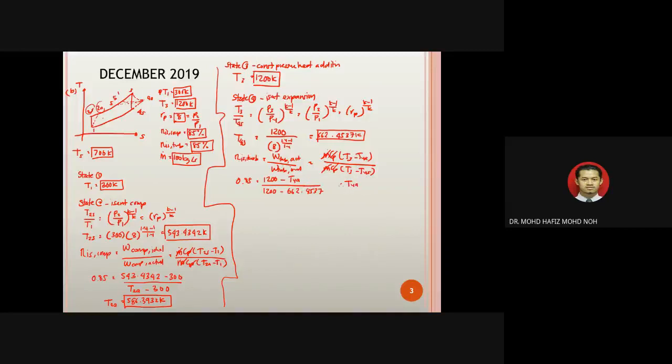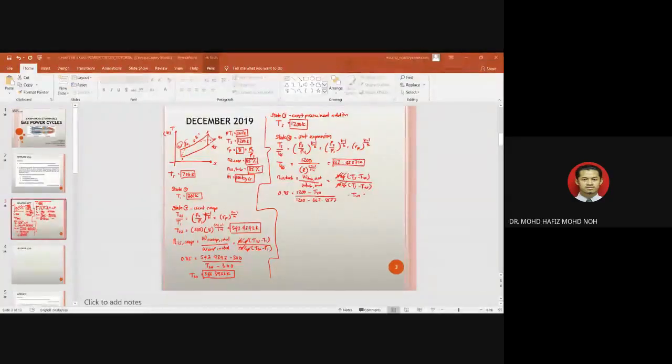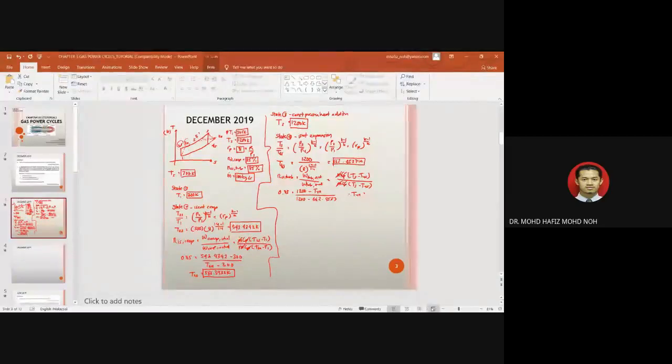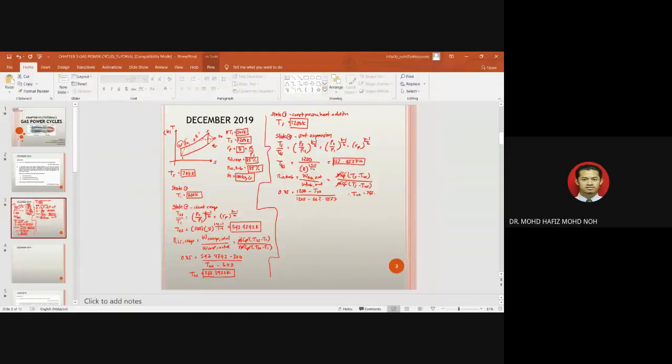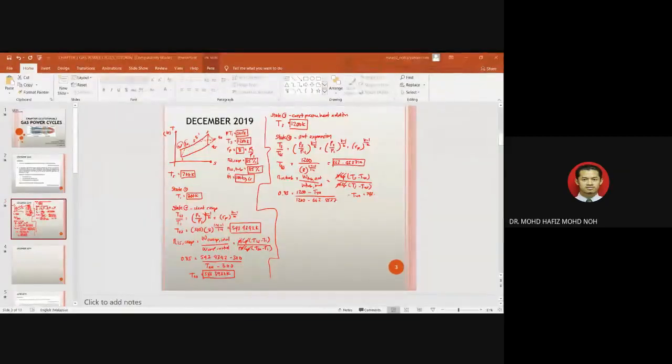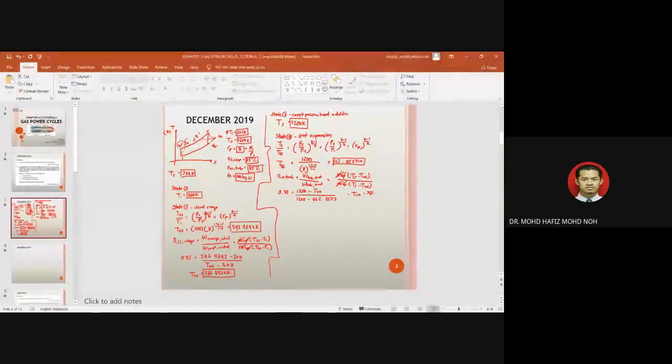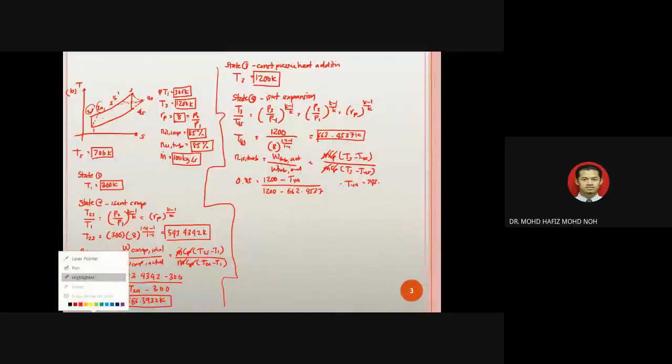So eventually you will get the value of T4 actual, which will be 743.0857 Kelvin.